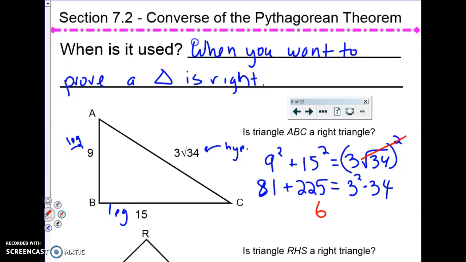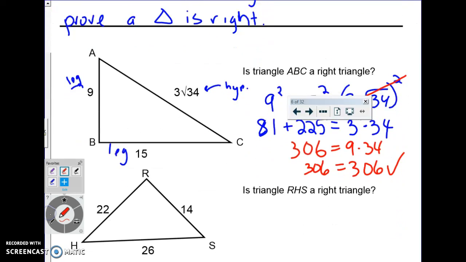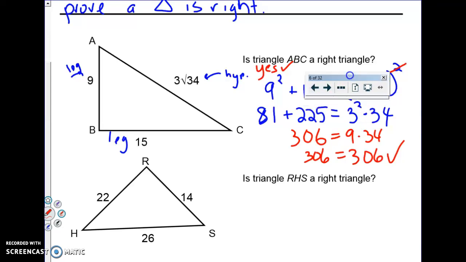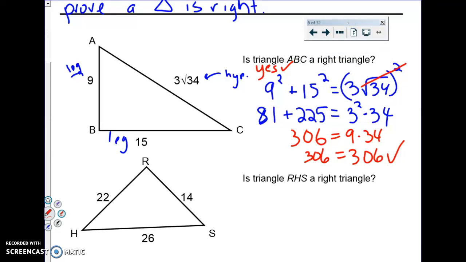So I have 306, right? Sound good? And then we got 9 times 34, which is also 306. So, since both those two sides are equal to each other, we can conclude that this is a right triangle. So, yes. All right, again, the converse says that if we can show that a squared plus b squared equals c squared, then our conclusion is that it's a right triangle. All right, so let's try it again with the next one.